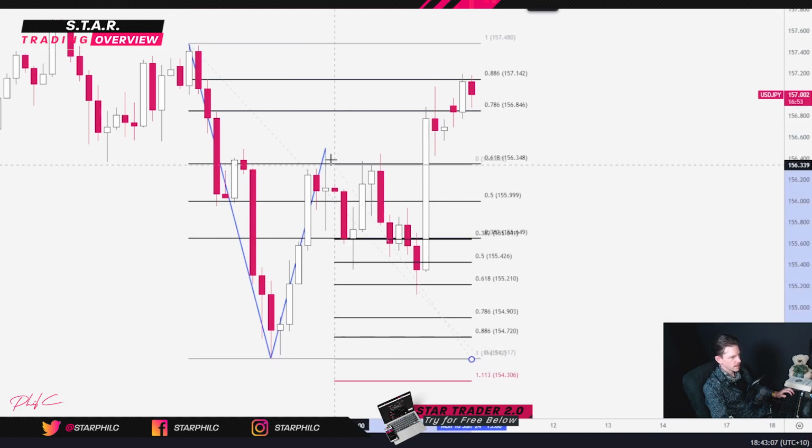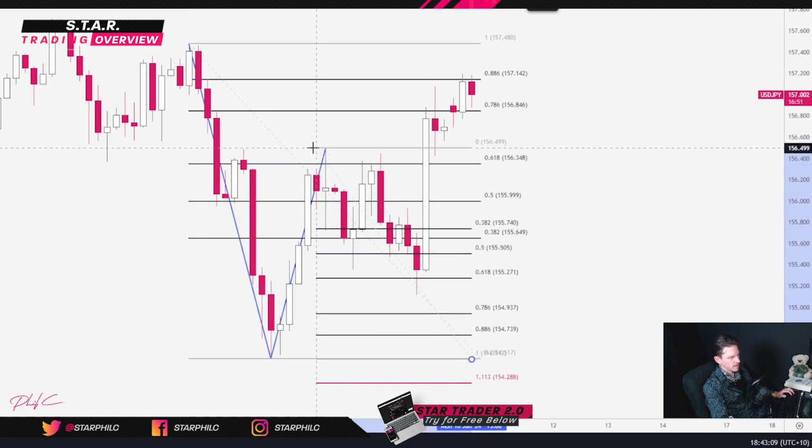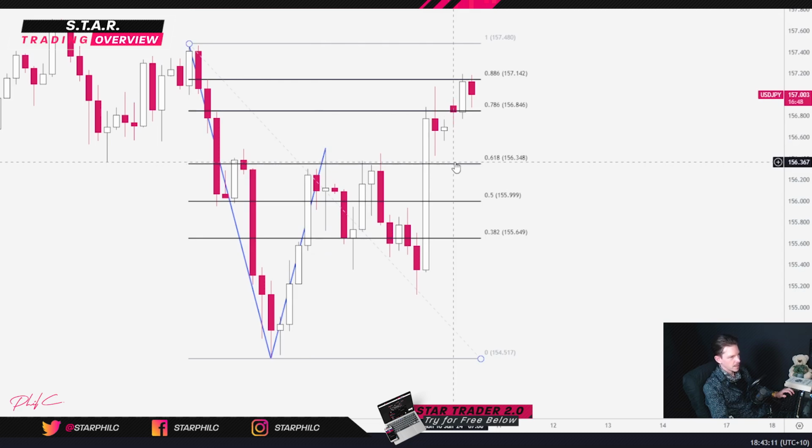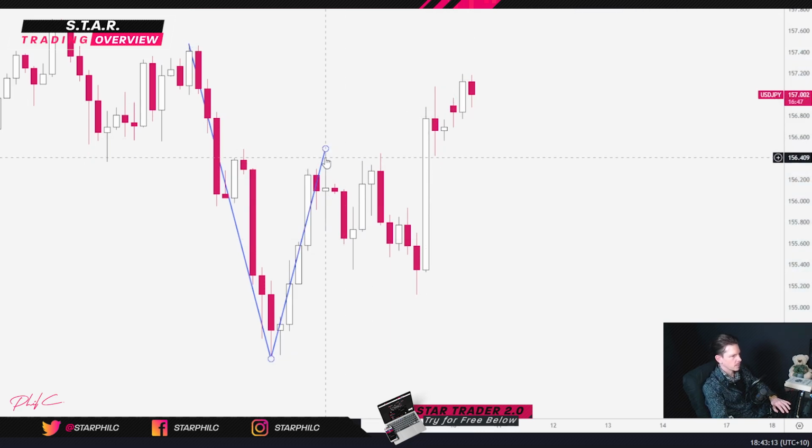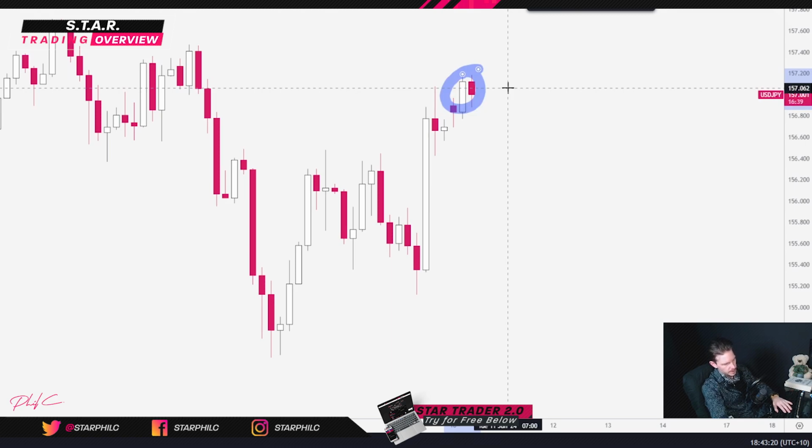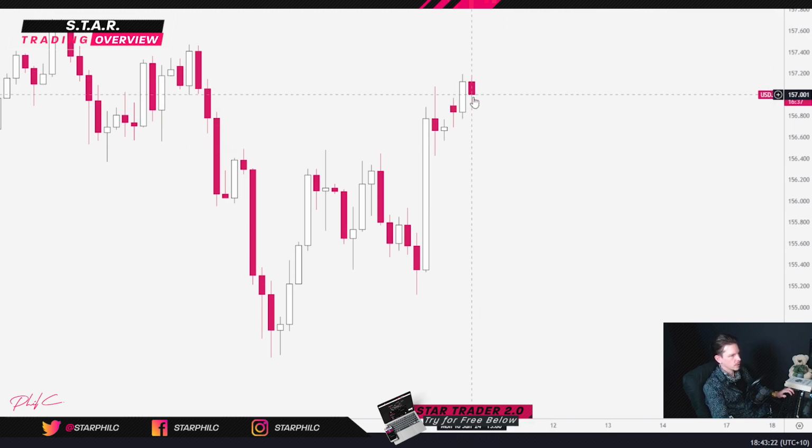618 right there on our B point and a 618 on our C point. This is a textbook example for a Gartley trade opportunity. We are already at market. So we're already short this trade.